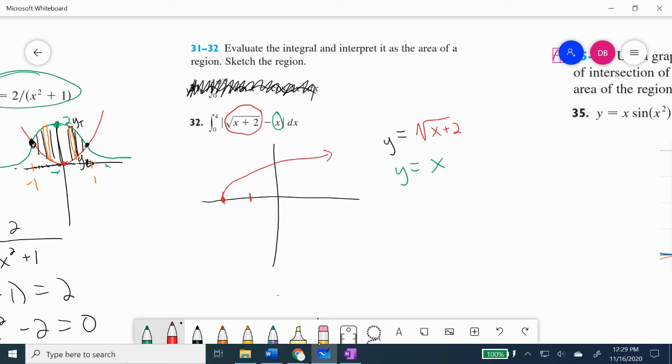And then y equals x is our lovely line that we are used to. And so from x equals 0 to x equals 4 is where the integration is occurring. So 0, I need to know what the intersection point is, and then I need to figure out where 4 is with respect to that.